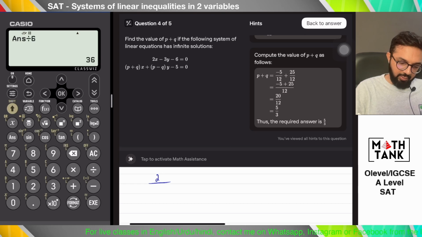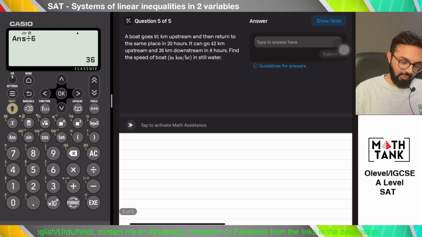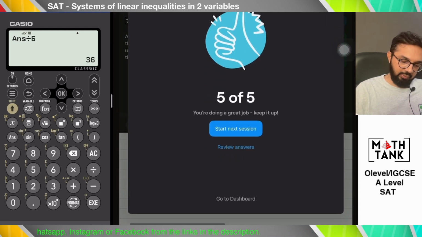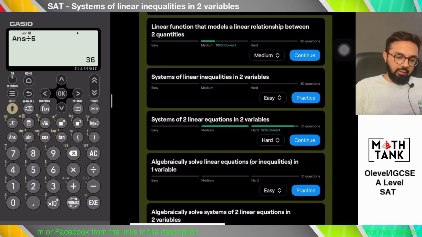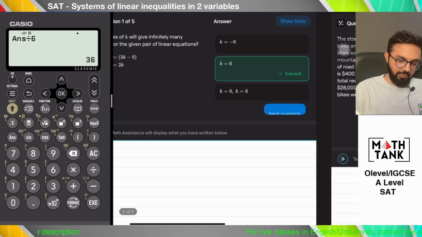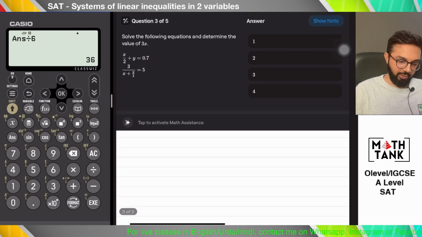Let's see what the answer is. 5 over 3. This answer is 10. There is another set of questions. Let's go through this quickly again. It's repeating questions till I get all of them right.